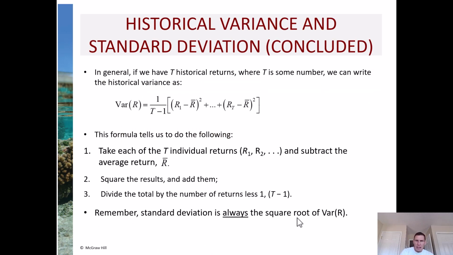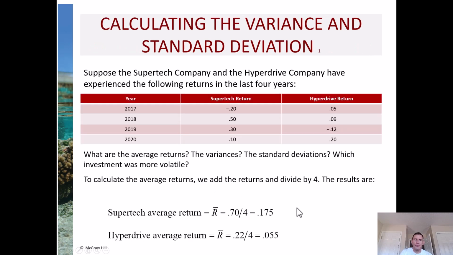Now, in general, if we have T historical returns, where T is some number, like time, we can write the historical variance as you can see in the formula here. The formula tells us to do the following. Take each of the T individual returns, so R1, R2, etc., and then subtract the average return. This is the R here with a little line on top of it. Then we square the results and add them, and then we divide the total by the number of returns less 1, so T minus 1. Now remember, the standard deviation is always, you can take this to the bank, no pun intended, the square root of the variance.